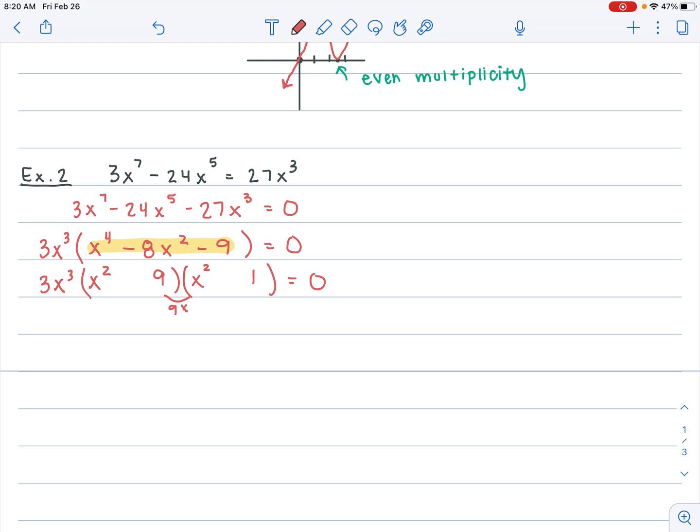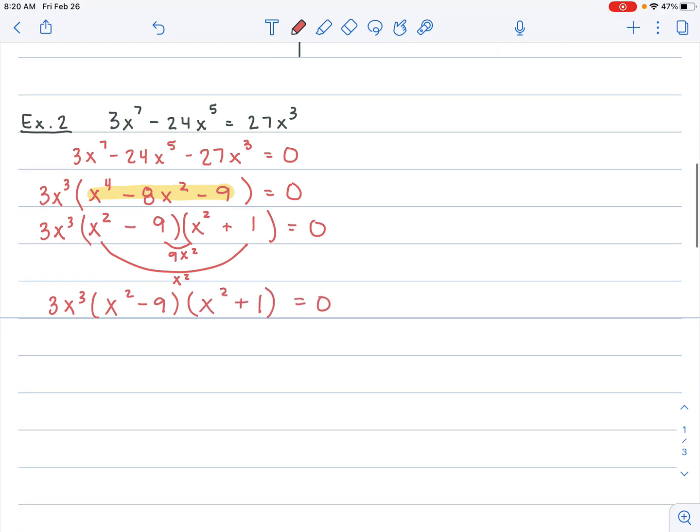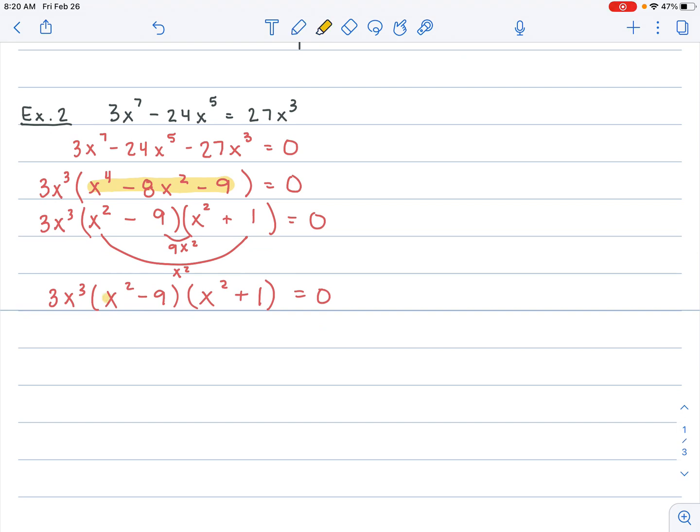So right now I've got 9x squared and x squared. If I want to make that negative 8, it needs to be a negative 9 and a positive 1. So now I've got 3x cubed times x squared minus 9 times x squared plus 1. But I don't think we're completely factored yet. If I look at here, I think that's a difference of perfect squares. So I think I can factor that one out more.